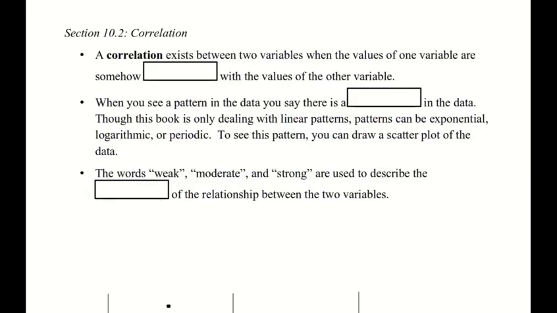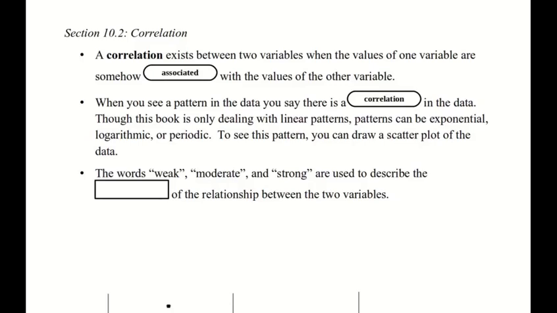Okay, welcome to section 2. We're talking about the strength of the correlation. A correlation exists between two variables when the values of one variable are somehow associated with the values of another. When you see a pattern in the data, you say there is a correlation in the data. Though this book is only dealing with linear patterns, patterns can be exponential, logarithmic, or periodic, like the vibration of a guitar string. To see this pattern, you draw a scatter plot of the data.